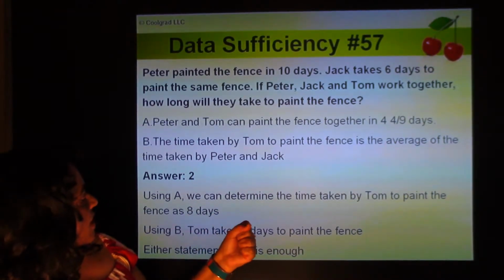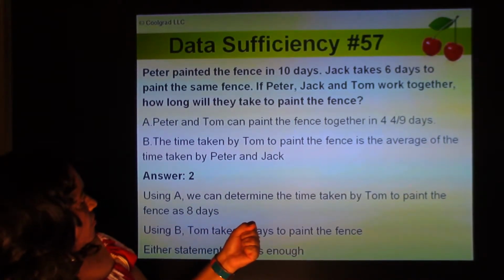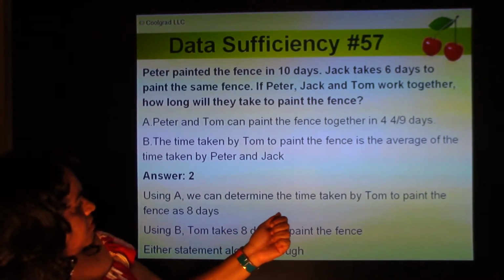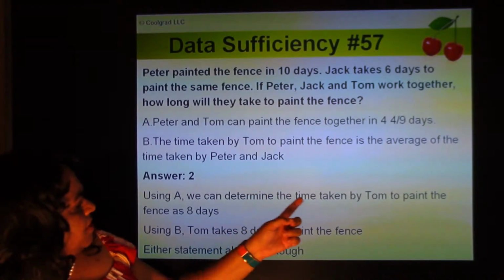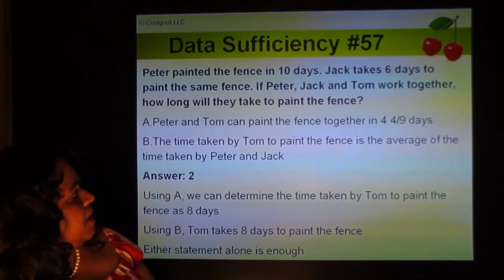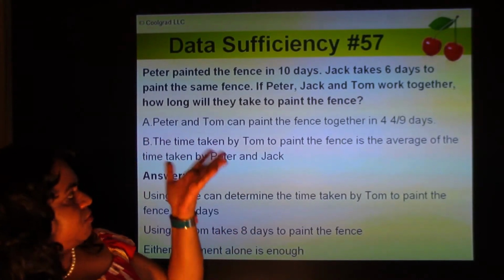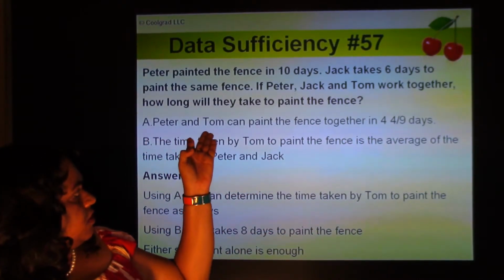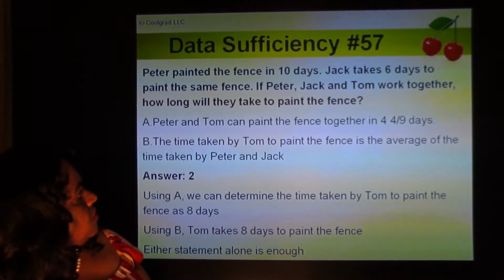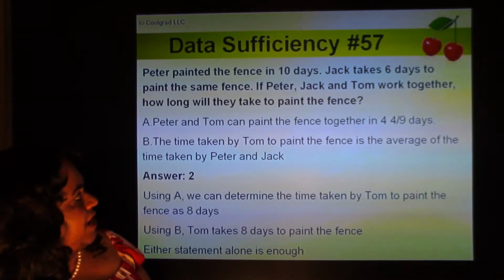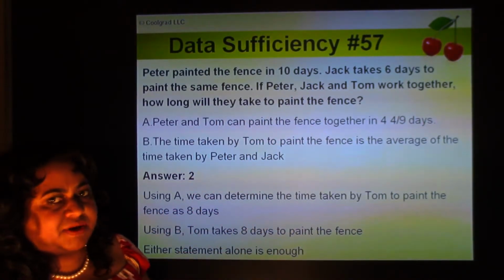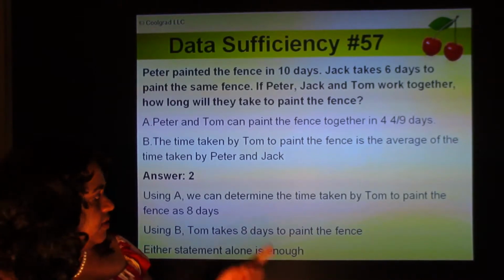So using statement A alone, Peter and Tom can paint the fence together in this much time. So we know how much time Peter takes, and we know how much time Peter and Tom together take. From that we know how much time Tom will alone take, right? So how long will they take if they work together? We know how much time Peter takes, how much time Tom takes, and how much time Jack takes. Using statement A alone, we can solve this problem.